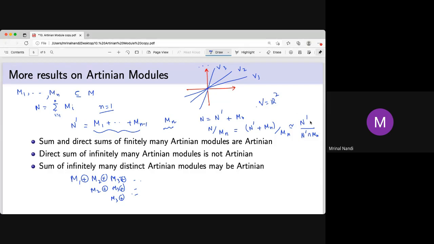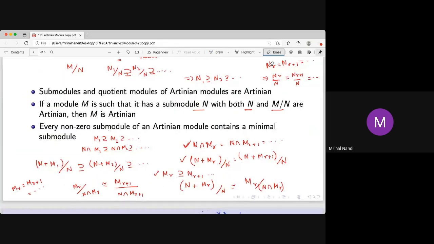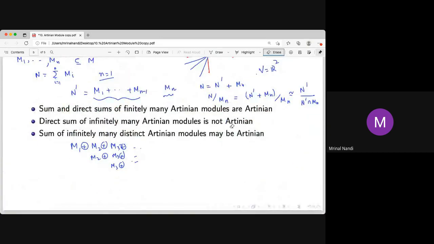Now N dash is assumed Artinian, and a quotient of an Artinian module is Artinian, so N mod Mn is Artinian. Mn is Artinian. By the previous theorem, if the submodule Mn is Artinian and the quotient module N mod Mn is Artinian, then N is Artinian. That is given in the second one. So from this, N is Artinian. So Mn is Artinian, N mod Mn is Artinian, and therefore this implies N is Artinian. So it completes the proof.